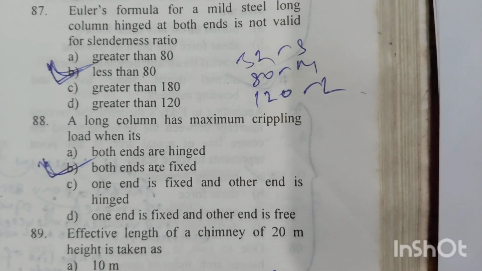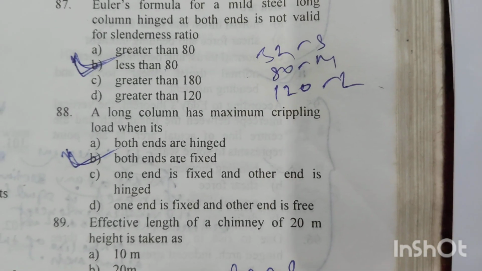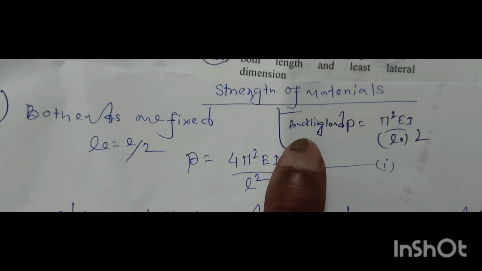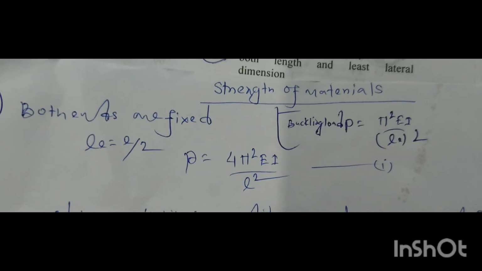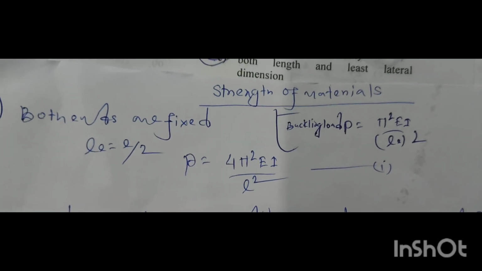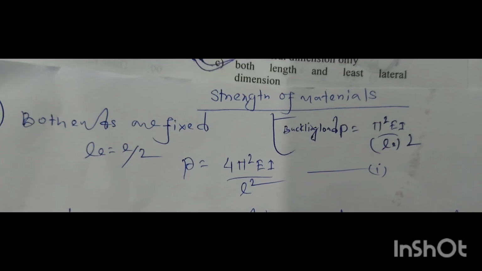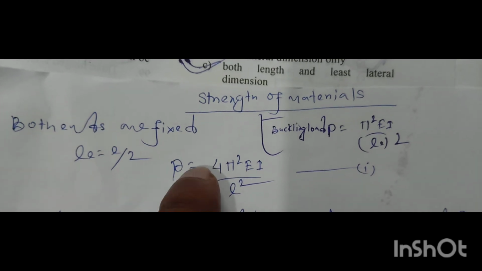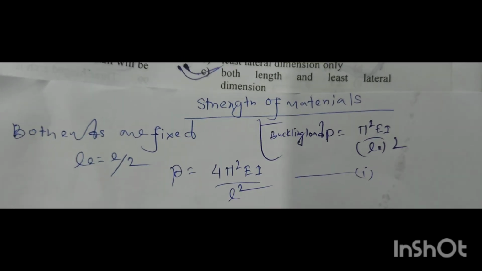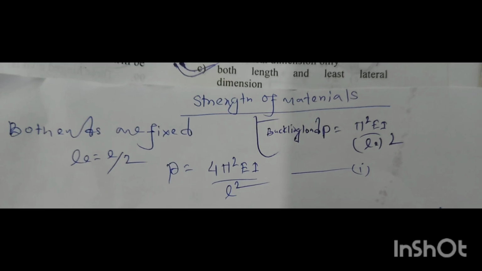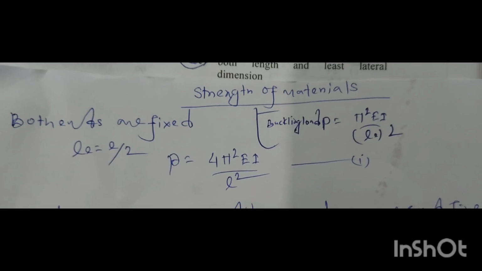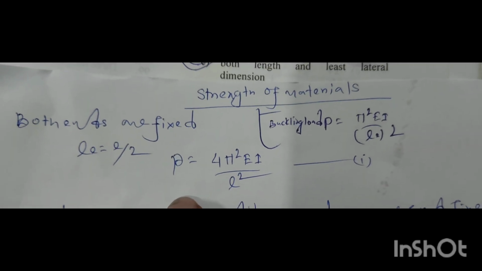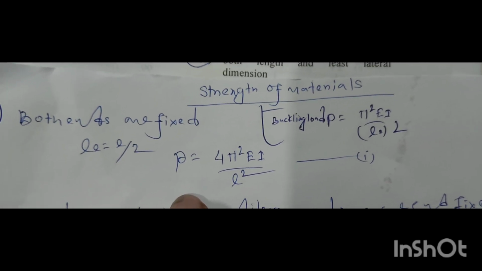Question number 88. A long column has maximum crippling load when its both ends are fixed. Option B is right answer. We know the formula for Euler's buckling load, P equal to pi square EI by L square. E is the modulus of elasticity of the column material, I is the moment of inertia of the column section, and L effective is the effective length of the column. But when both ends of the column are fixed, then effective length will become L by 2, half of the original length. Then the buckling load value will be 4 pi square EI by L square, that is 4 times the previous load.